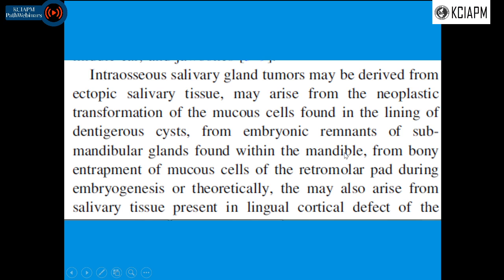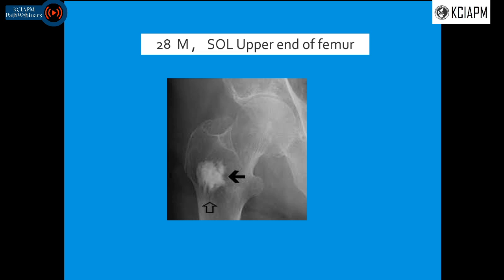So we hope, and so far followed up for 3 months, this patient is doing well, and we assume that that was a primary intraosseous myoepithelial carcinoma involving the mandible. We go on to this next case, which is 28 years old. He came with a space-occupying lesion in the upper end of the femur.